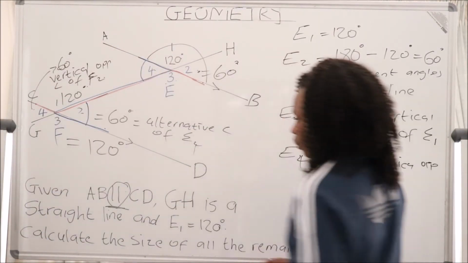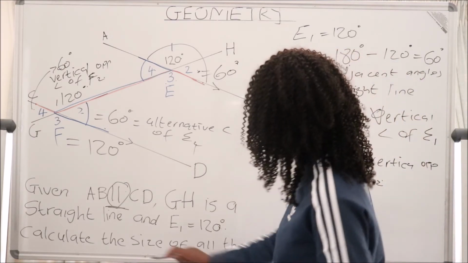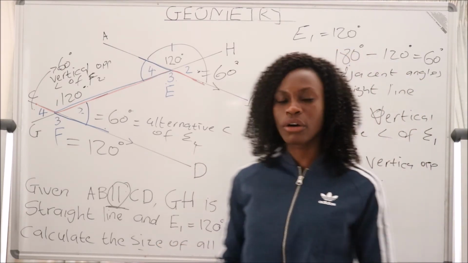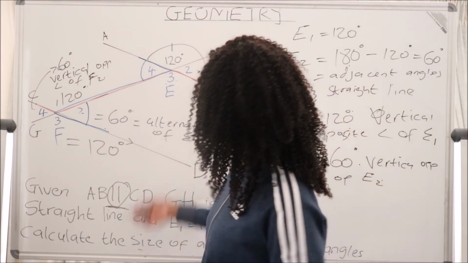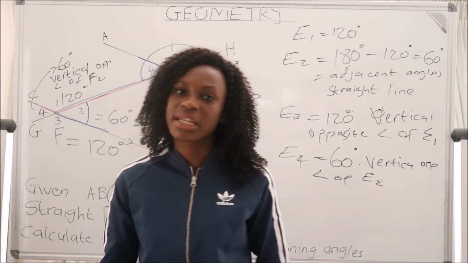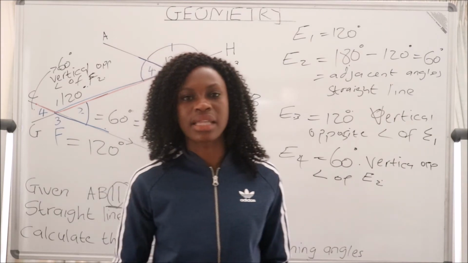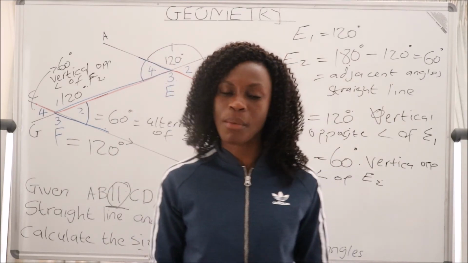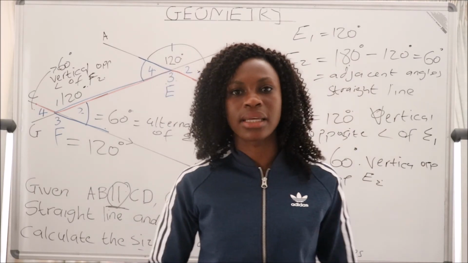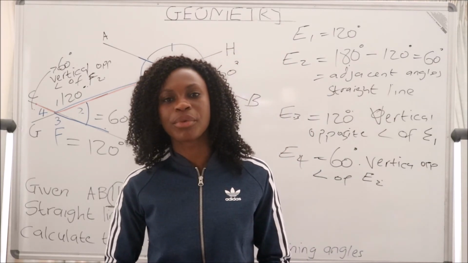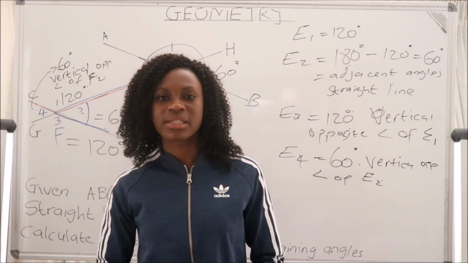Now we have answered the question fully, that we have calculated the sizes of all the remaining angles in this diagram here. I hope you guys understood everything, and you can now understand more about the shape that we did from our previous lesson, and all the rules that we have discussed in triangles, and also all the rules in geometry that we have done from our previous lesson.